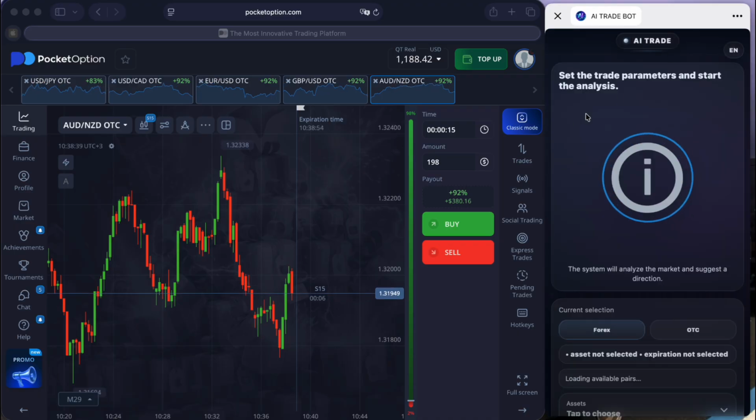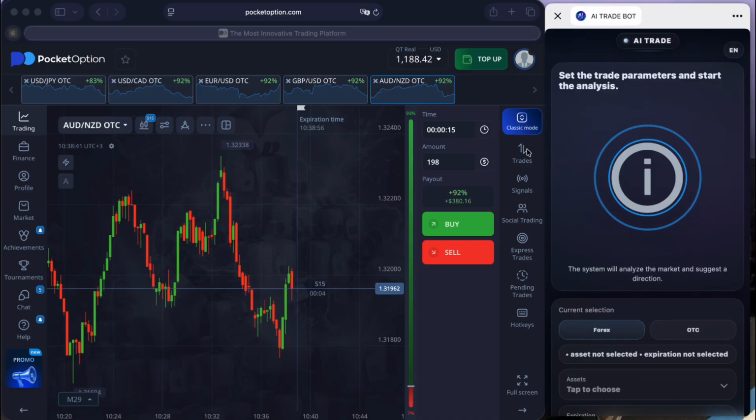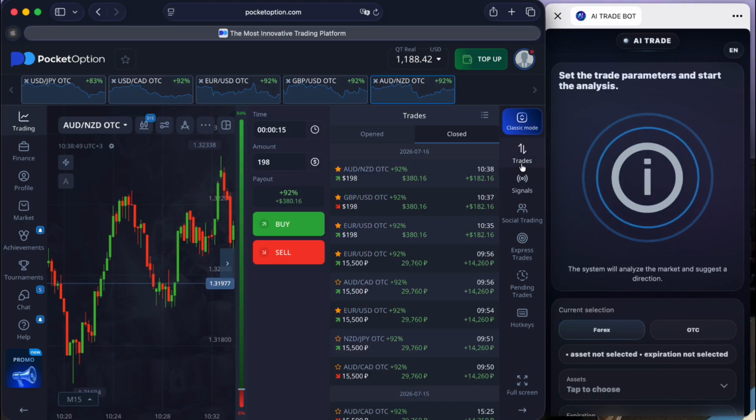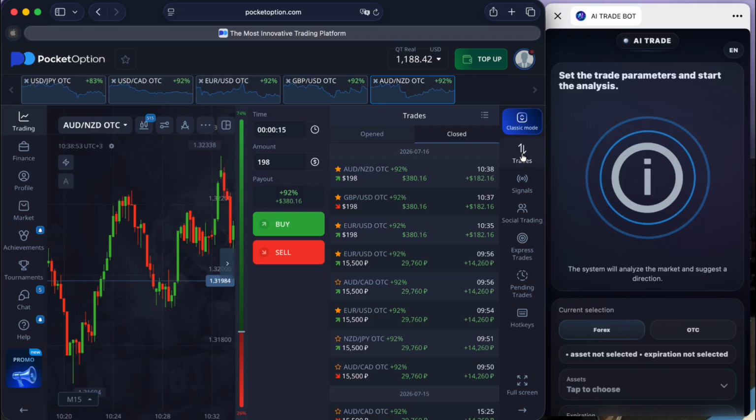I'm not going to stop there either. Let's look at the history of our trading session. We started trading at 10:35 a.m. In just 3 minutes of trading, we add over $400 to our deposit.